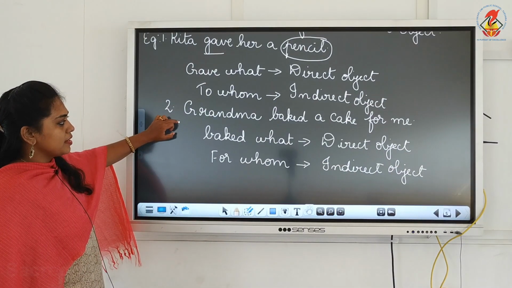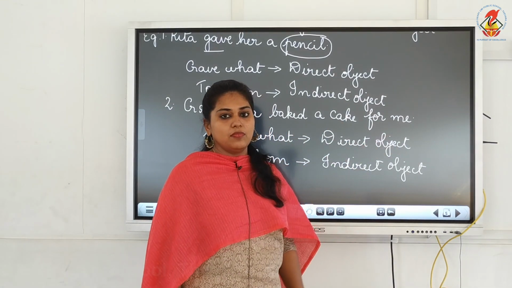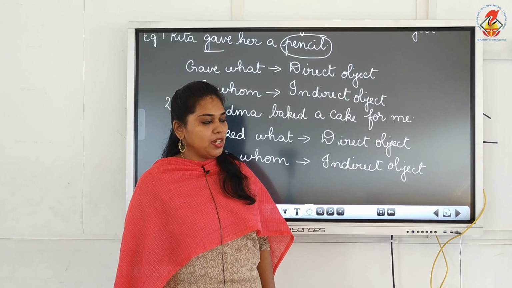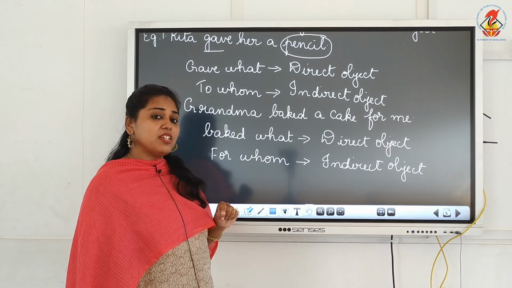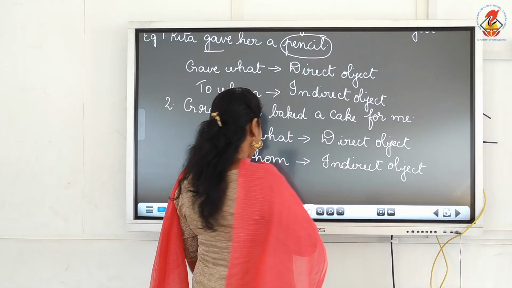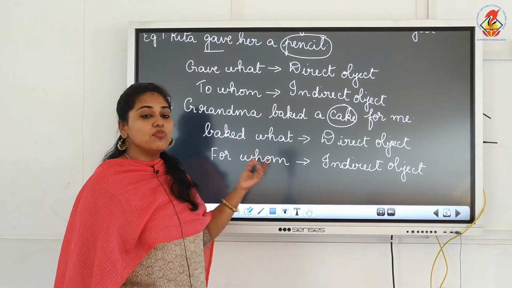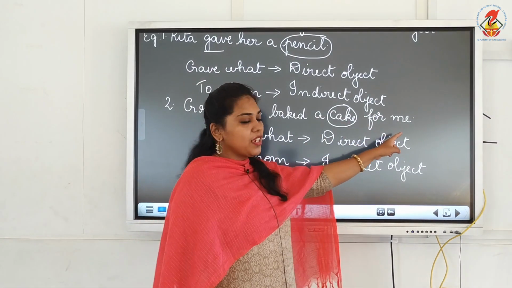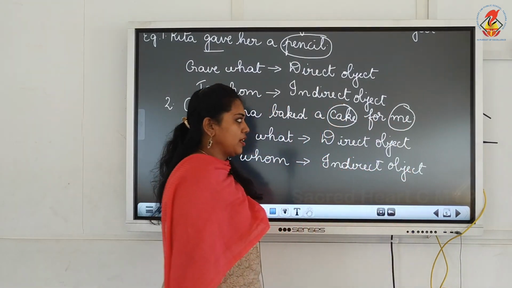Let us look at the next example. Grandma baked a cake for me. What is the subject here? Yes, grandma. What is the verb here? Baked. What did she bake? She baked a cake. So, that cake is the direct object. And for whom did she bake? She baked for me. So, me is the indirect object.